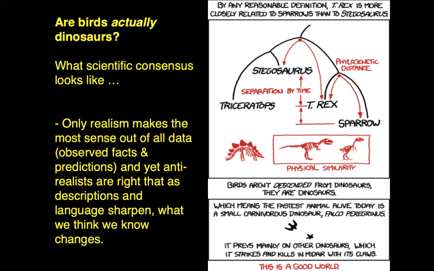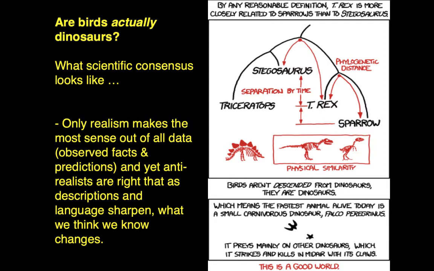In the rest of this lecture, I'm going to focus my examples in particular on biology. So here's a question. Are birds actually dinosaurs? This is what scientific consensus looks like. It turns out that not only are birds apparently descended from dinosaurs, they actually are. Only realism makes the most sense out of all data, observed facts, and predictions, and yet anti-realists are right that as descriptions in language sharpen, what we think we know changes.